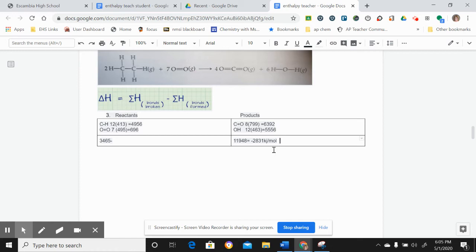Exothermic or endothermic? It is exothermic because it is negative, because of a negative delta H. That is my justification statement. You need to have an answer, and most times they'll want you to have a justification. But sometimes your math can be your justification. But if they want a written statement, it's exothermic because of a negative delta H.